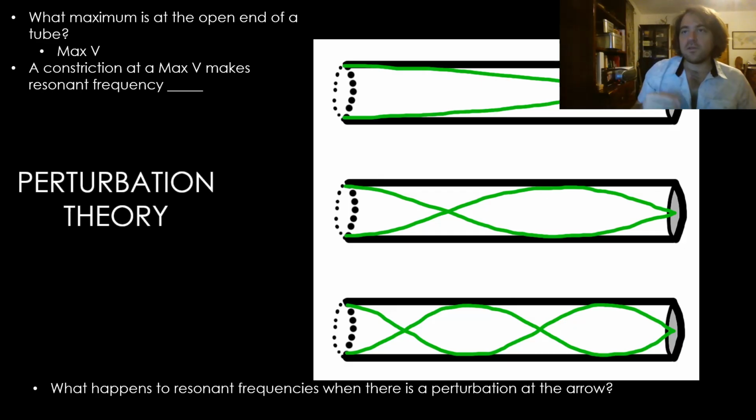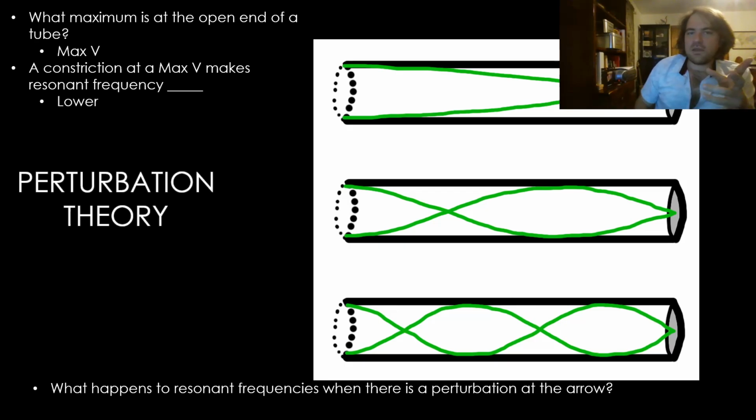And then remember, the reason I want you to learn the velocity one is because you can turn it into a down arrow. It becomes its own set of directions. Make it a down arrow: max V becomes a down arrow. That's going to tell you whether a constriction at a max V makes the resonant frequency increase, decrease, or stay the same. Decrease, or lower. So constriction at max V makes the resonant frequency lower. That's why it's a down arrow.